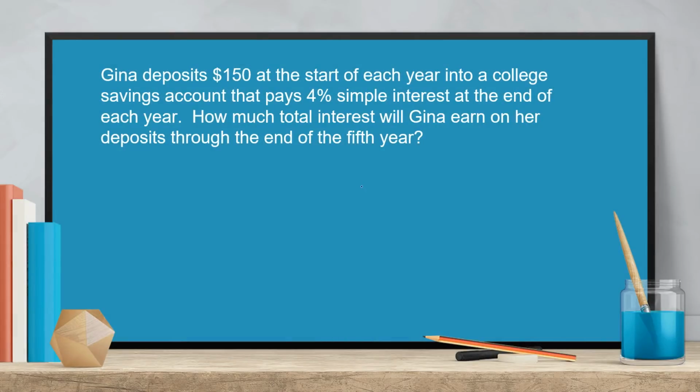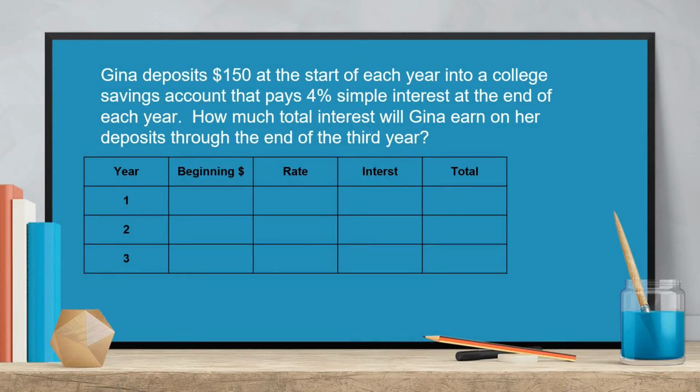All right, let's look at another problem. This one's a little more complex in that we have to make a table to deal with it. So Gina deposits $150 at the start of each year into a college savings account that pays 4% simple interest. At the end of each year, how much total interest will Gina earn on deposits to the end of, and I'm going to change this to the third year.